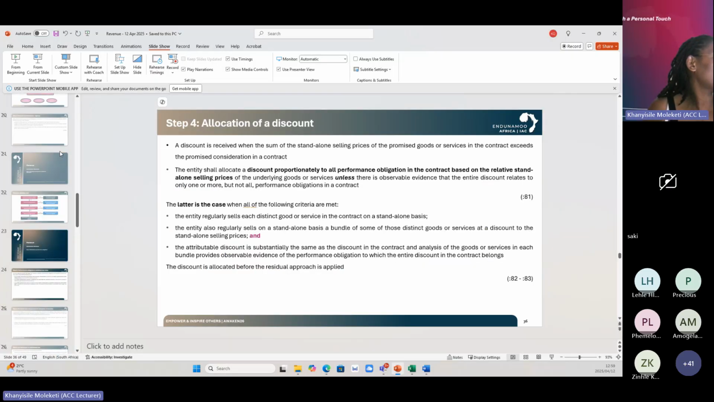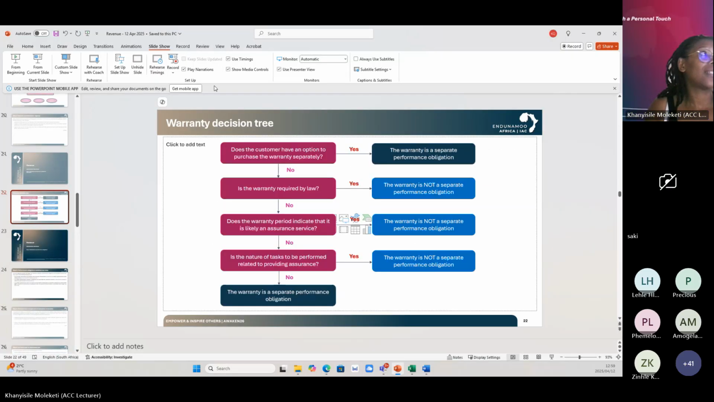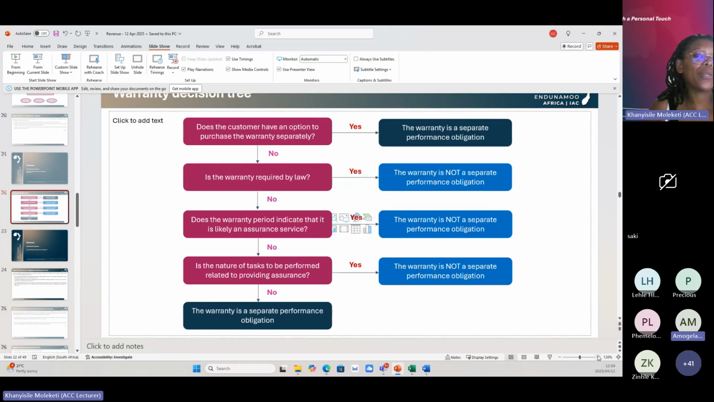With warranties, can you guys see the warranty decision tree? Yes. So with warranties, it's not always a given that it's not a separate PO. It could be a separate PO and it might not be a separate PO. So it depends. For instance, do we sell them separately? If we do, separate PO. If it's required by law, not separate PO.